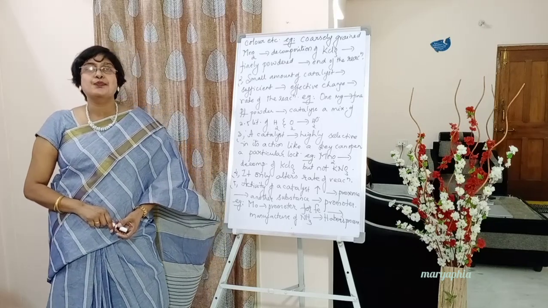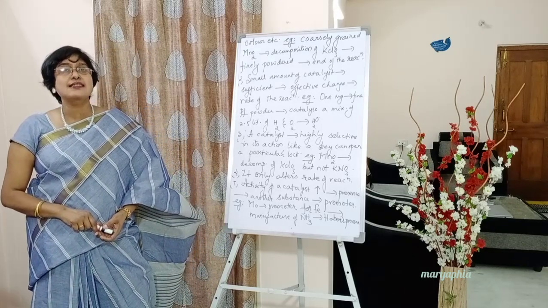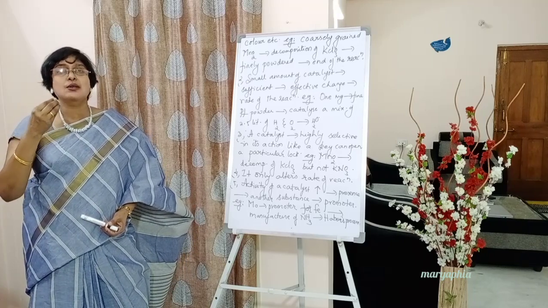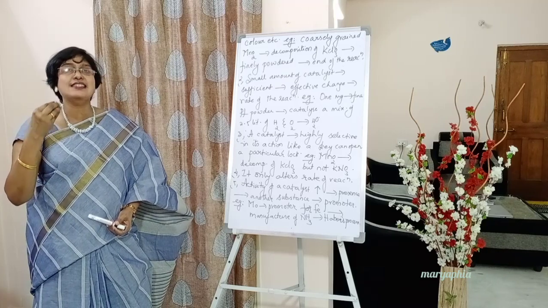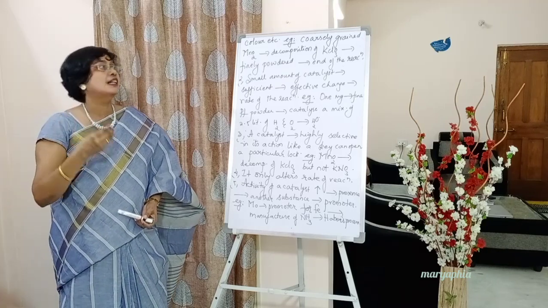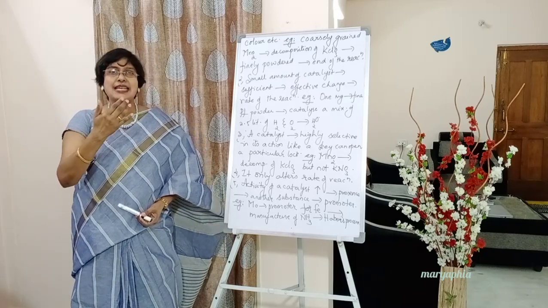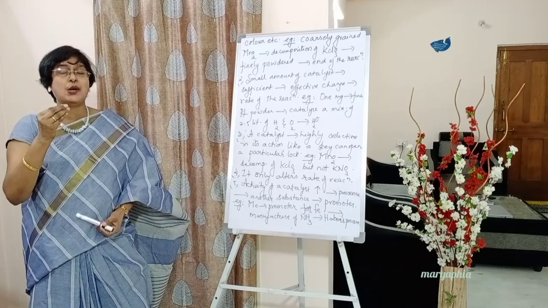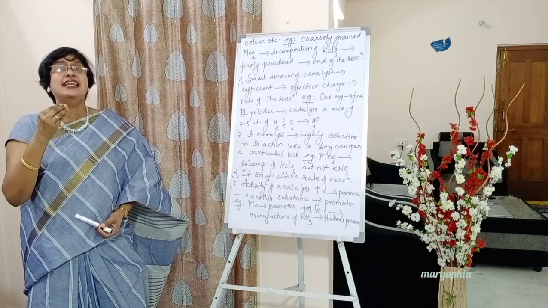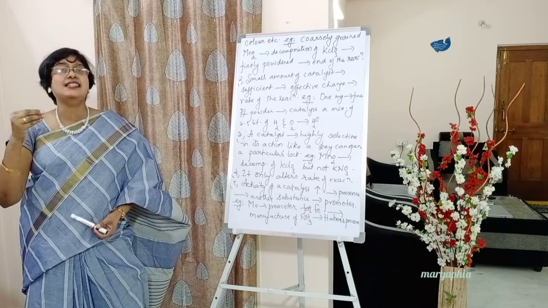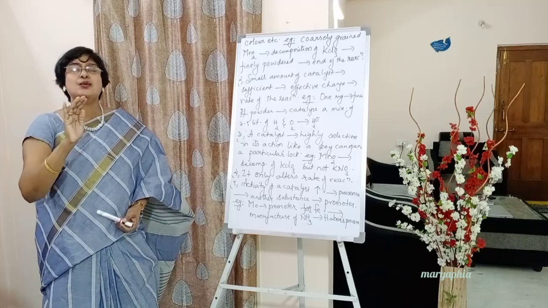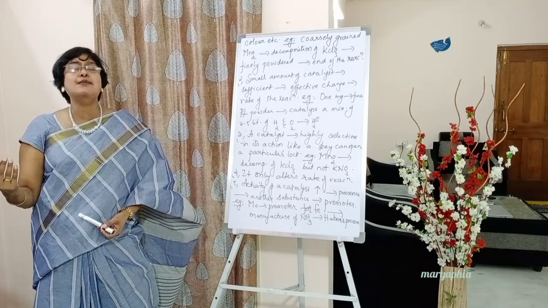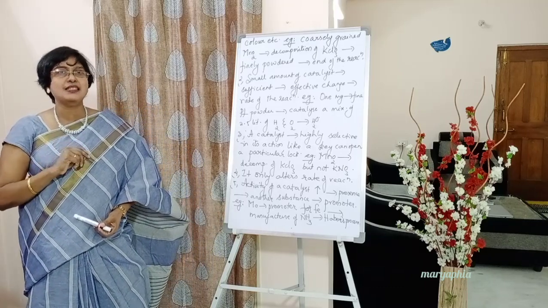So initially, how it is, students? It is in the form of grains, coarsely grained MnO2. Once it has catalyzed the decomposition of KClO3, by the time it has come out of the reaction, it has become finely powdered. So the change has occurred in the physical state, but no change in its mass and composition. Initially it was coarsely grained, at the end it has become fine powder. Okay, understood the first point?